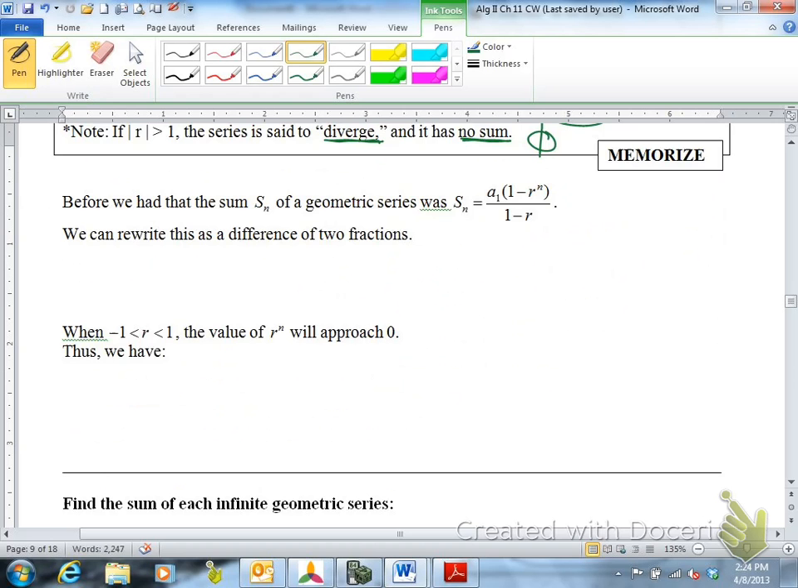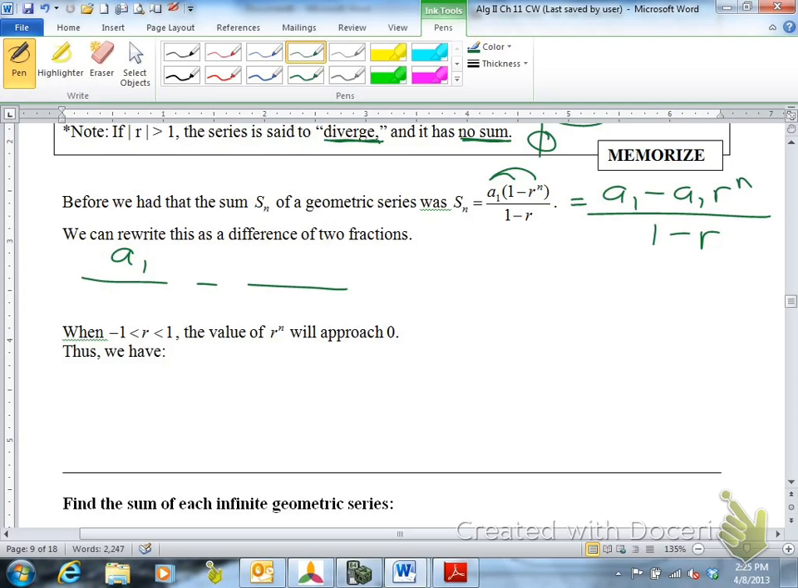So let me show you where the formula comes from. On 11.4, the previous lesson, we solved this formula, which, if we distribute the a sub 1, we could write as a sub 1 minus a sub 1 r to the n, divided by 1 minus r. Then we could write that as two different fractions with common denominators, 1 minus r, 1 minus r. What I just showed you with 0.5 times 0.5 times 0.5 kept getting smaller and smaller. The r to the n will approach 0.